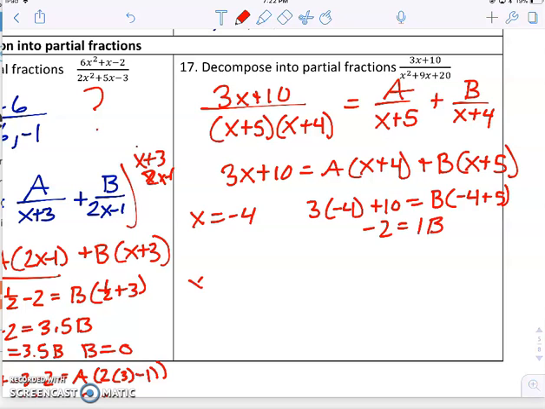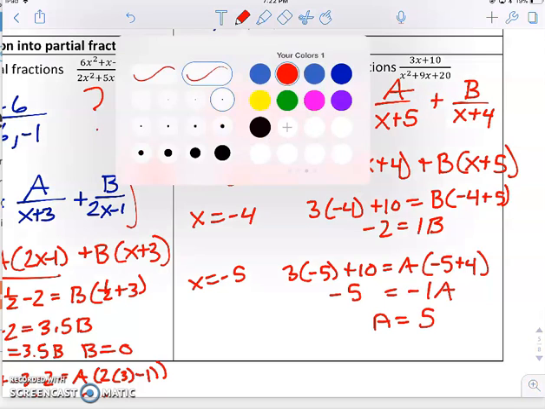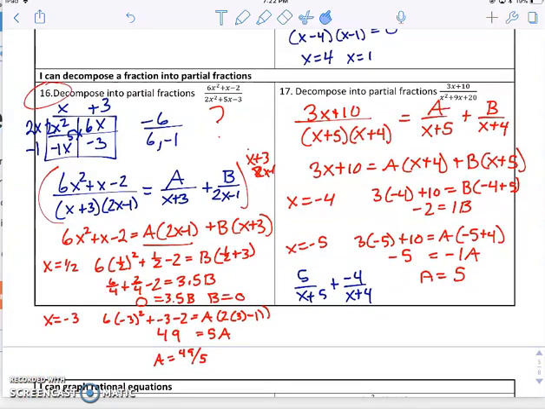Our other case, when x equals negative 5. So 3 times negative 5 plus 10, a times negative 5 plus 4. So this side we have negative 1a. Negative 15 plus 10 is negative 5. So a equals 5. So our final answer, 5 over x plus 5, our a value, plus our b value over x plus 4. So we'd have negative 4 over x plus 4. I don't know what happened on that one. I'll have to look back and check that one later.